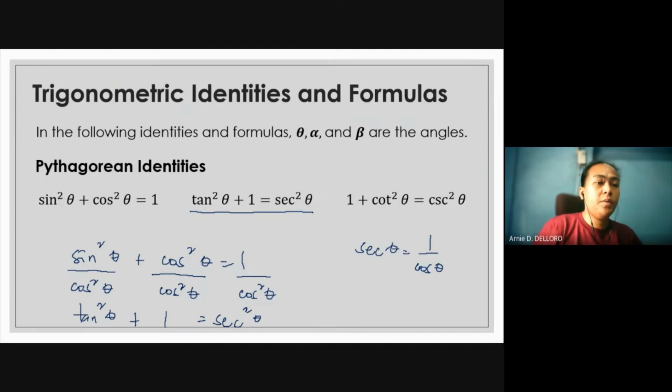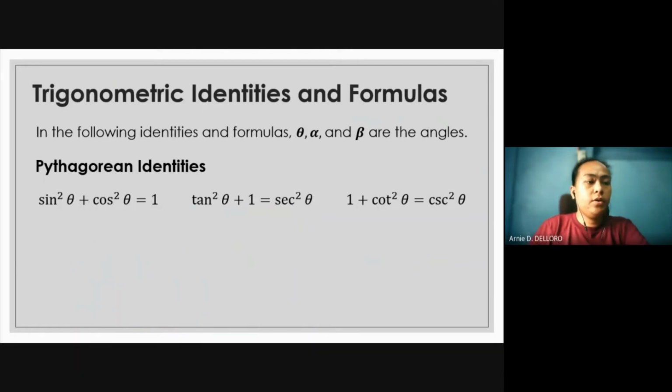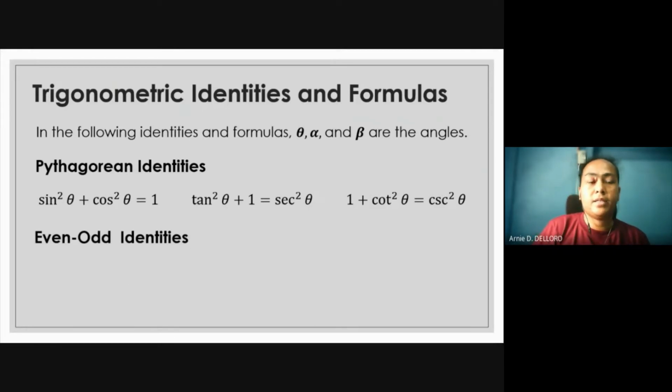Yung 1 plus cotangent squared theta equals cosecant squared theta, ang i-divide nyo sa lahat ng terms ng sine squared theta plus cosine squared theta equals 1 ay yung sine squared theta. Okay? So, let's move on with even-odd identities.